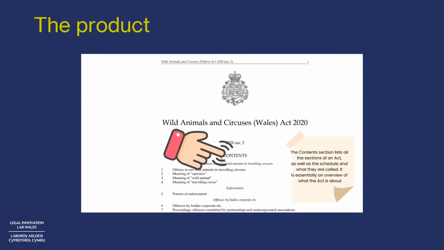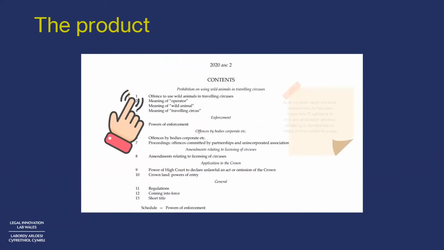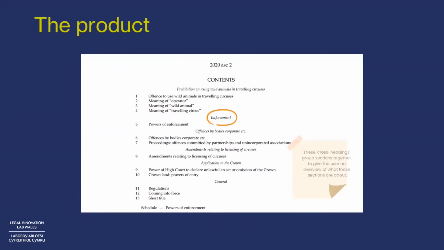The Content section lists all the sections of an Act, as well as the schedule and what they are called. It is essentially an overview of what the Act is about. Acts contain sections and sometimes schedules. There are 13 sections in this Act, and each section heading is numbered as listed in the Contents page. These cross-headings group sections together to give the user an overview of what those sections are about.